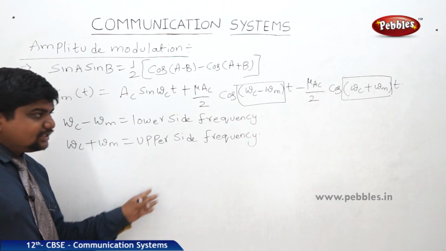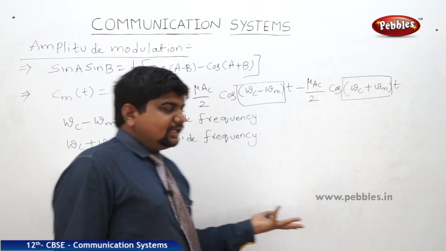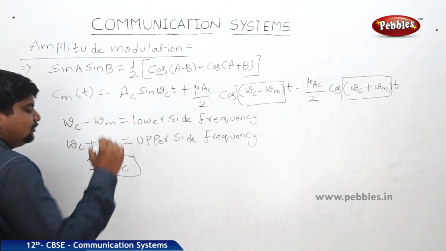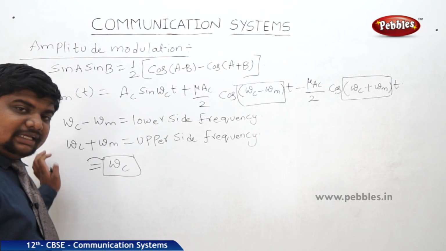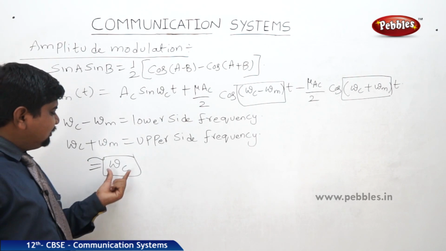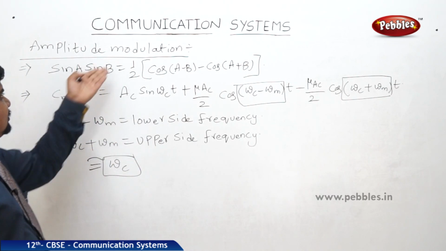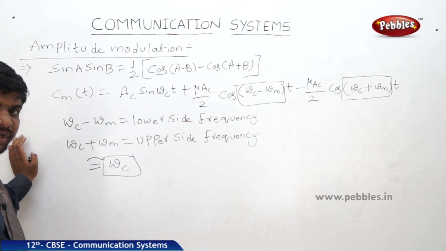Now if this is the case, if you add these two, we will get approximately omega c. Means the total frequency is under the carrier wave frequency. The resultant frequency is in the limits of carrier wave frequency. So this is said to be amplitude modulation.